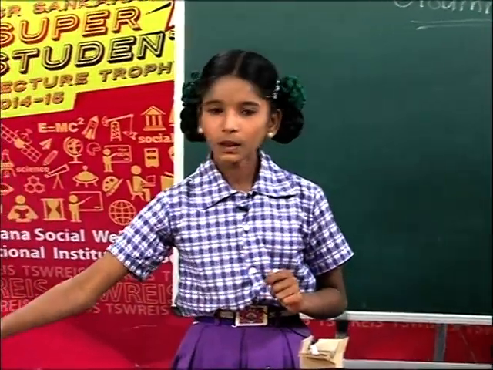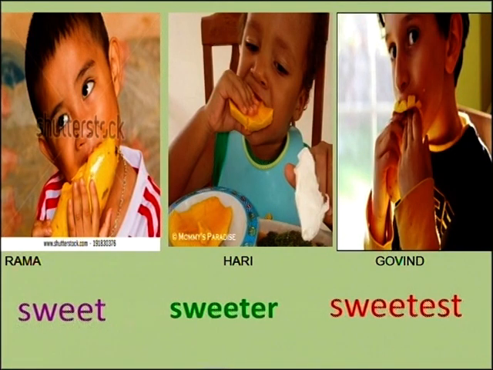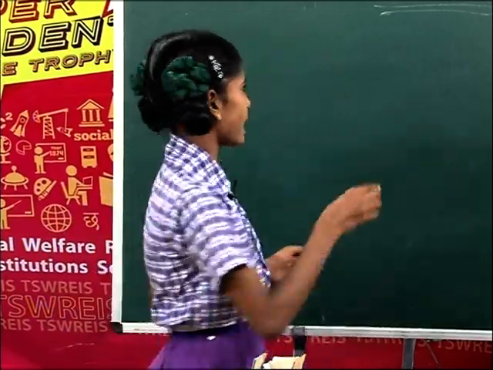Now, friends, see this picture. What is there in this picture? Yes, this is Rama, Hari and Govind. Rama's mango is sweet, Hari's mango is sweeter than Rama's, Govind's mango is sweeter than Hari's. In sentence 1, the adjective sweet merely tells that Rama's mango has a quality of sweetness. In sentence 2, the adjective sweeter tells us that Hari's mango, compared with Rama's, has more quality of sweetness. In sentence 3, the adjective sweetest tells us that of all these mangoes, Govind's mango has the highest degree of quality of sweetness. Thus we see the adjectives change in form: sweet, sweeter, sweetest. To show comparison, they are called degrees of comparison. Now friends, we are going to learn degrees of comparison.